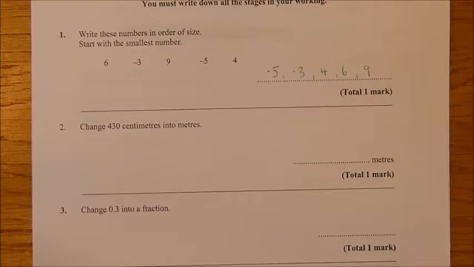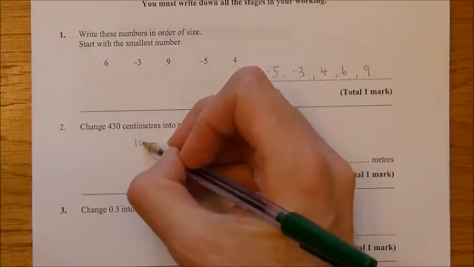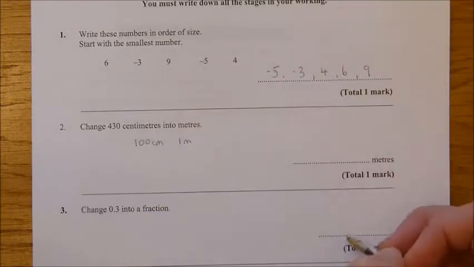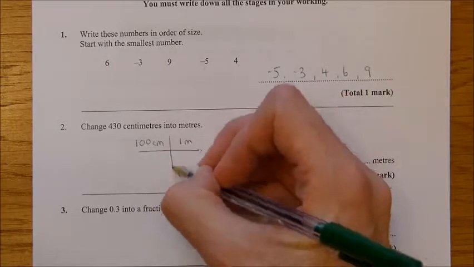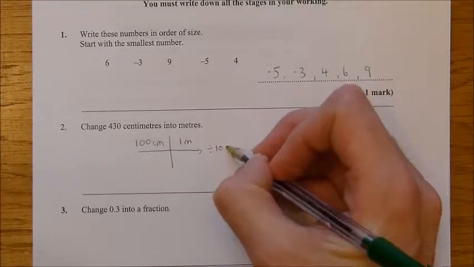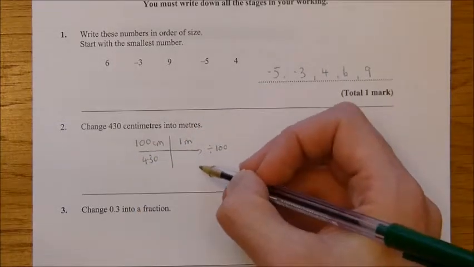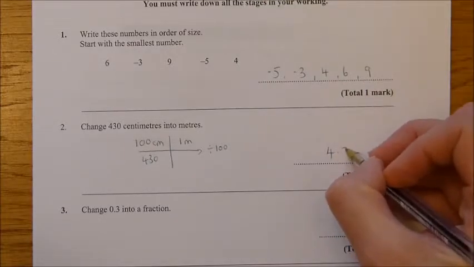Change 430 centimetres into metres for question 2. Well, we know that 100 centimetres is the same as 1 metre. So to turn centimetres into metres, we're going to divide by 100. So 430 divided by 100 will give us our length in metres. That's 4.3.